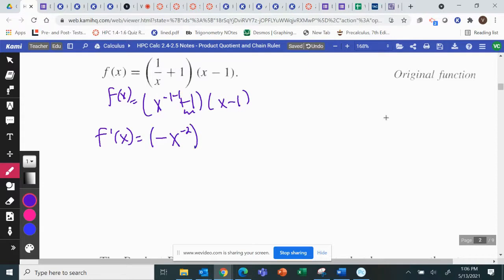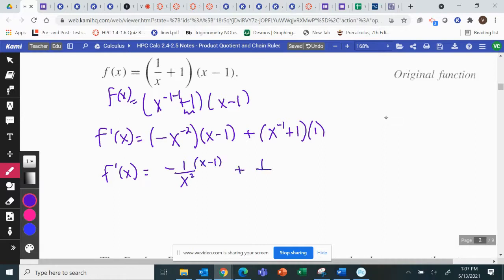We multiply that by the second function, plus the first function, x to the negative 1 plus 1, multiplied by the derivative of the second one, which is, what is the derivative of x minus 1? 1. So negative x to the negative 2 is a negative 1 over x squared. We'll multiply that by x minus 1. Plus, I've got 1 over x plus 1, and then that's multiplied by 1.